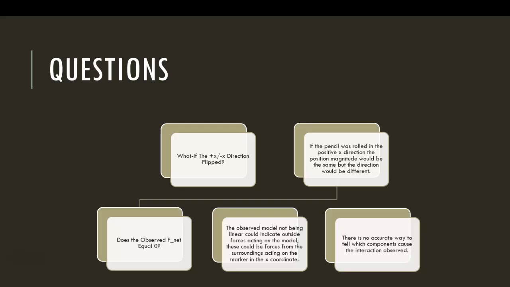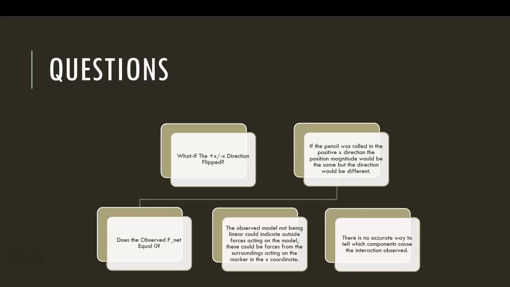So what if the x-axes were flipped? If the pencil was rolled in the negative x direction, the magnitude would be the same, but the direction would be different, so it would be negative.